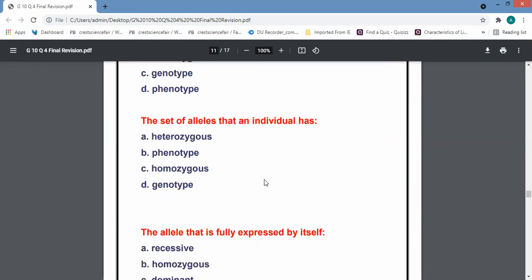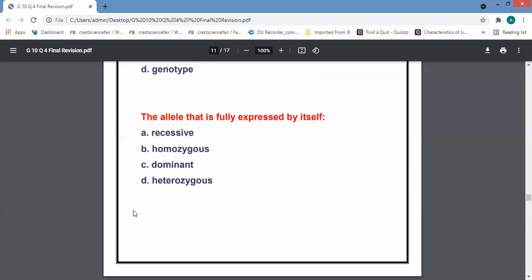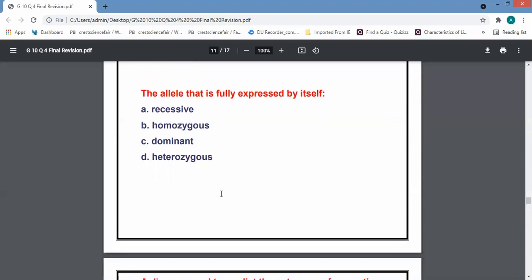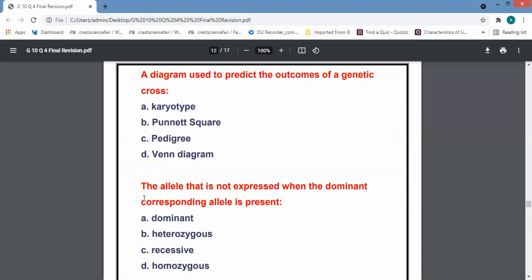The set of alleles that an individual has. Genotype. The allele that is fully expressed by itself. Dominant. Excellent. One minute.